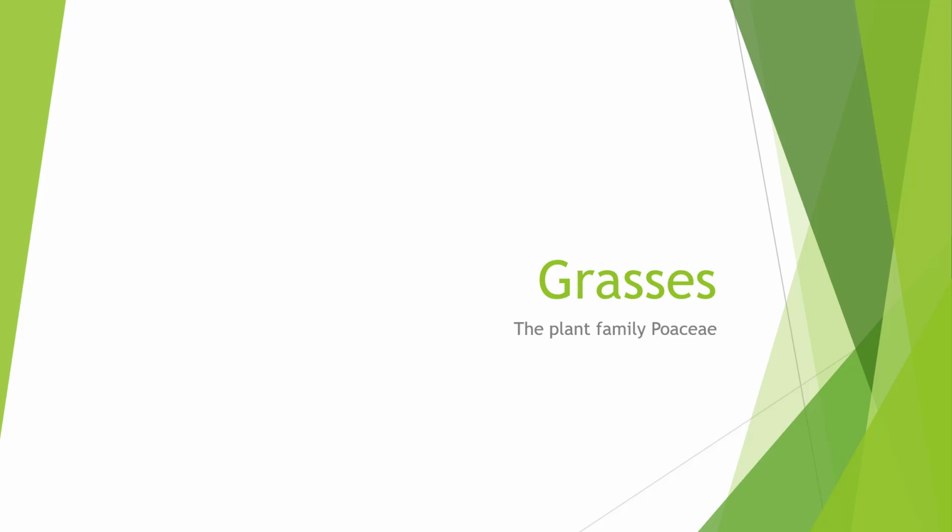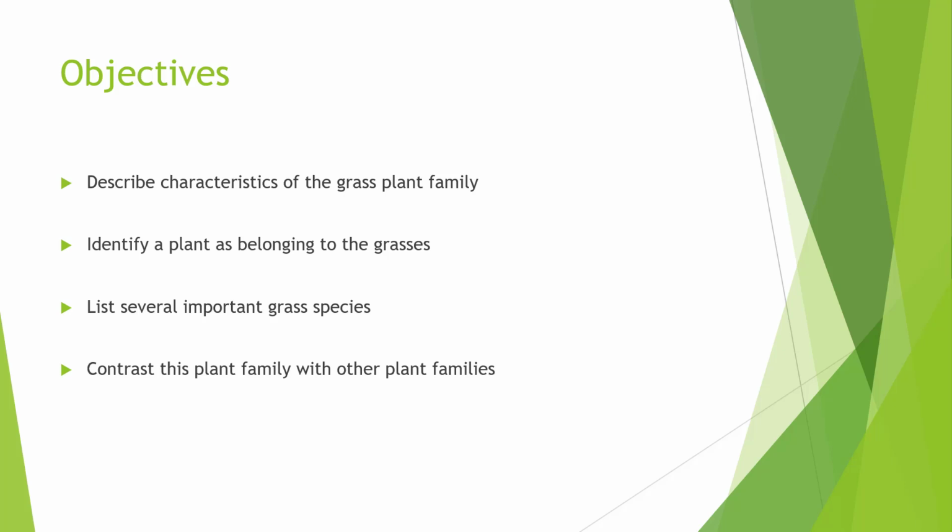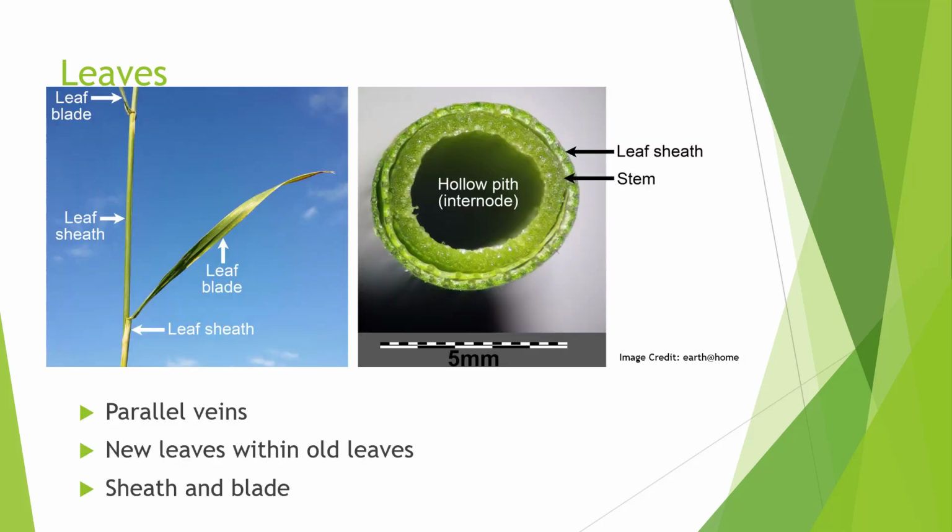Here's the first of our 5 families. These are the grasses, the plant family Poaceae. So the objectives for this are be able to describe characteristics of the grass plant family, be able to identify a plant as belonging to the grasses, be able to list several important grass species, that's going to be corn, wheat, and rice, and be able to compare and contrast this plant family with the other ones that we'll cover.